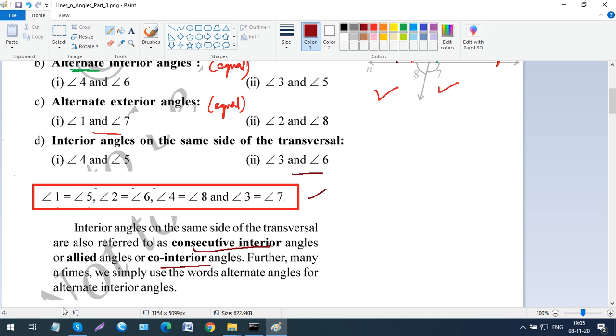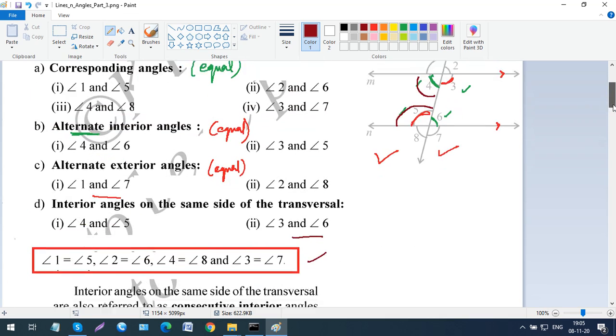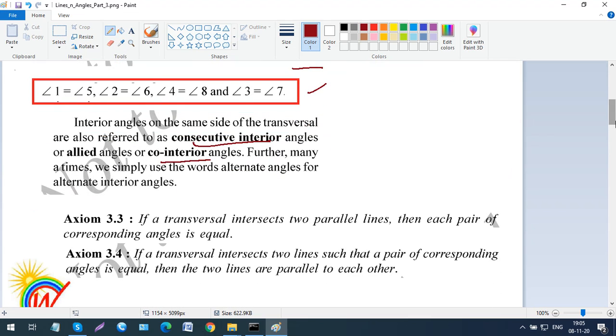Okay, further, many a times we simply use the word alternate angles for alternate interior angles. So for alternate interior angles we just use alternate angles. Most of the cases we don't say that interior word. Just telling you how it is called, because you should not get confused if you see this kind of words in your test.